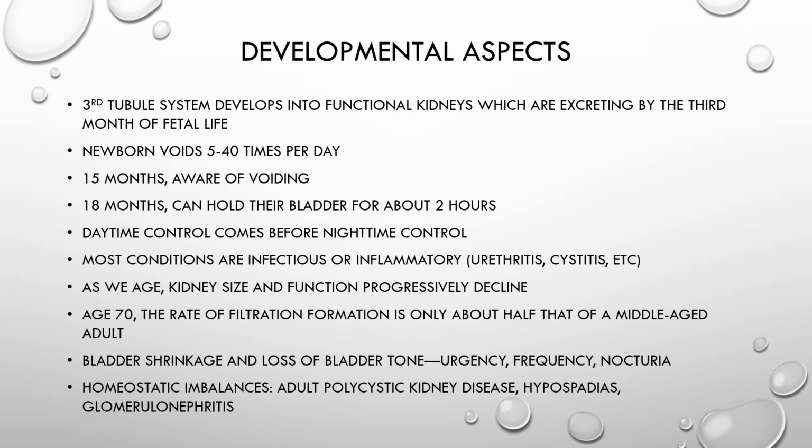Hypospadias is a condition found in male babies only. It occurs when the urethral orifice is located on the ventral surface of the penis. Corrective surgery is generally done when the child is around 12 months old.